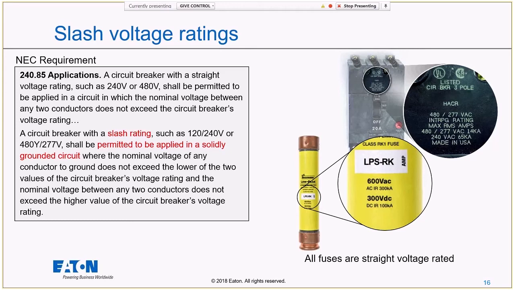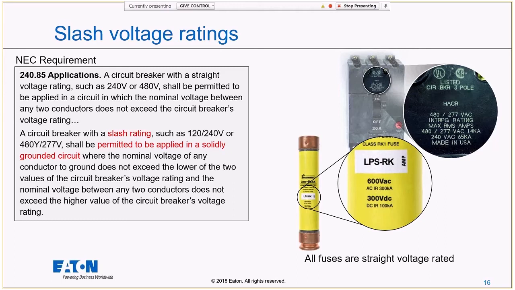So circuit breakers, you can get circuit breakers with straight ratings. You can get circuit breakers with slash ratings. Fuses are all straight voltage rated, right? Because you just get that one per pole up to that voltage. So fuses are all straight voltage rated. So that is what the slash voltage rating and the straight voltage rating mean. And it's really, really important we apply these correctly.